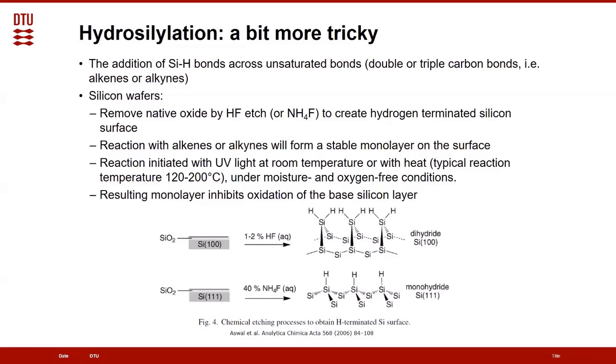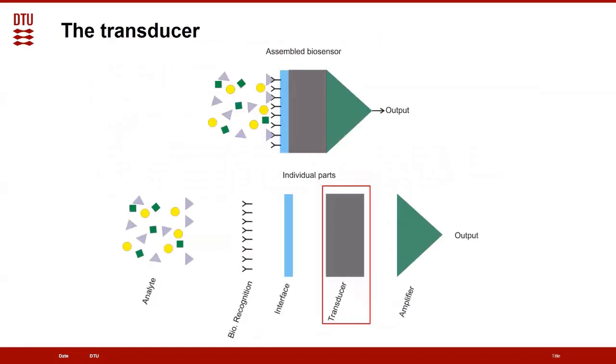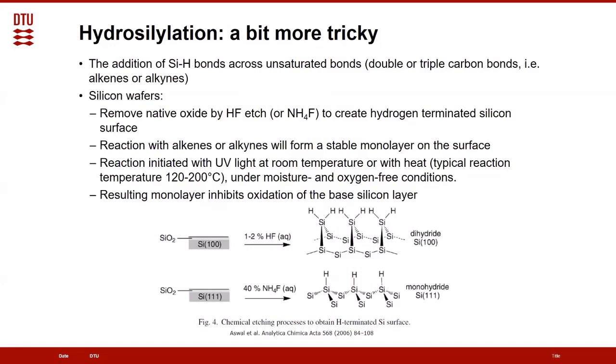And then you have to treat it with UV light or with heat at room temperature in oxygen-free conditions. That actually results in a monolayer where you don't have any more oxidation of the base silicon layer. And then you have a stepping stone to attach your biorecognition layer exactly in the same manner as we did with the glutaraldehyde.